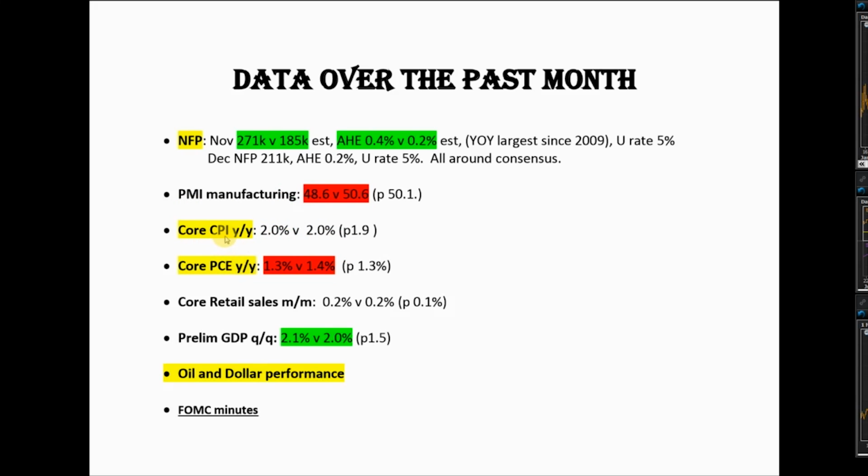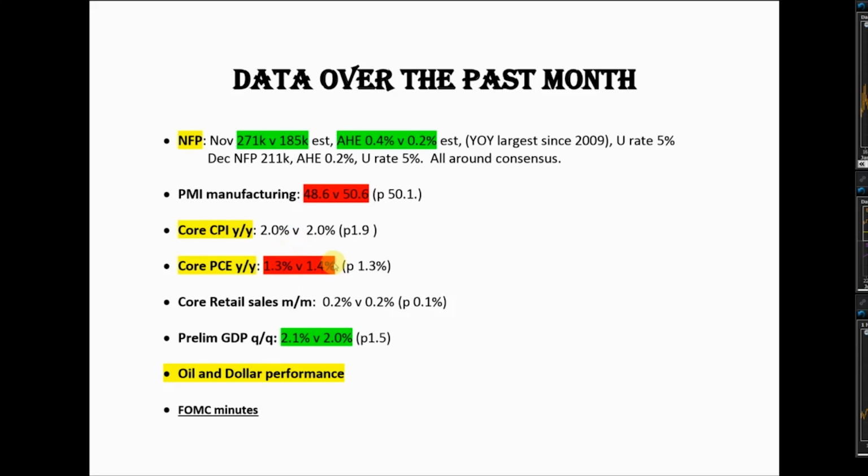Inflation measures, core CPI and core PCE. Obviously we had CPI today, 2% year on year versus expected 2%. Now the Fed have often talked about inflation heading back to 2% in the medium term. And looking at the core CPI, you'd say maybe we're there, but actually the Fed's preferred measure of inflation is the PCE, and the last print on that was 1.3% year on year versus 1.4%.